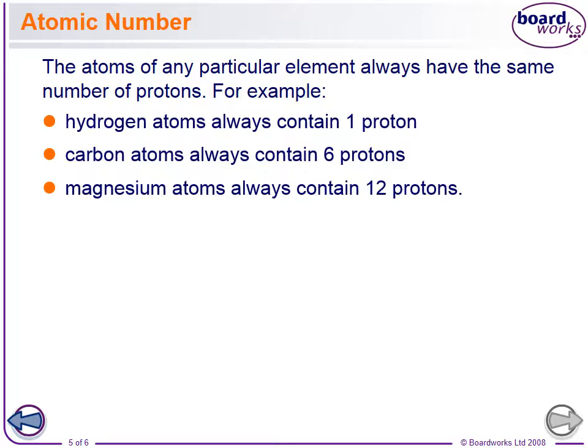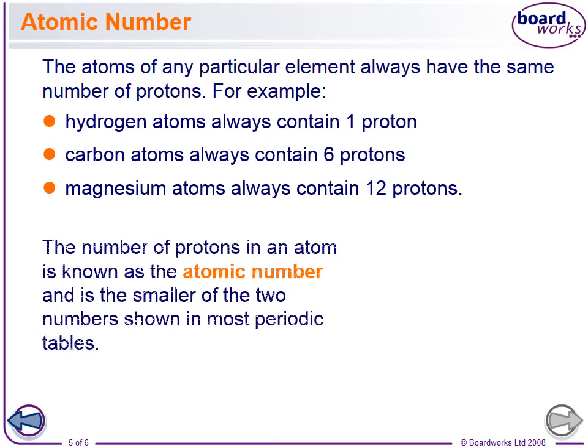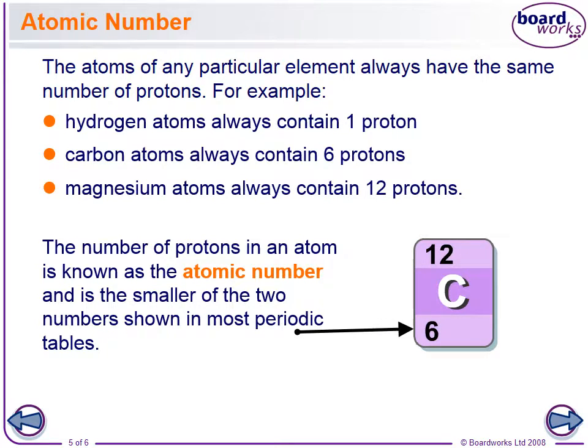It's kind of like their thumbprint. No two people have the same thumbprint. No 2 elements have the same number of protons. So the number of protons in an atom is known as the atomic number, and it's the smaller of the 2 numbers shown in most periodic tables. So if you look, carbon has the number 6. The big number is, we'll get to that in just a second, the number 12.